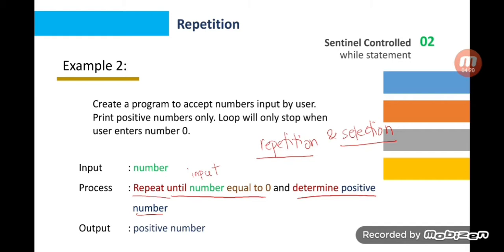Okay, so dekat sini sama jugalah. Dia tak specify counter tu. Dia boleh masukkan apa-apa nilai permula. Dan akhir dia kalau user tu tekan kosong.